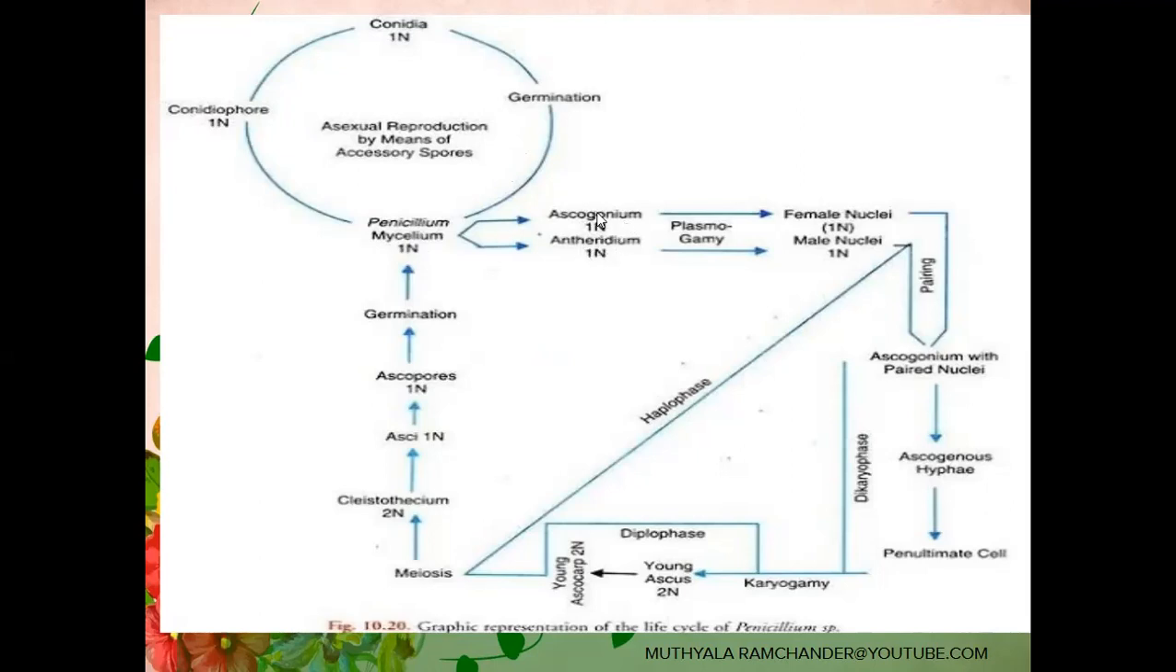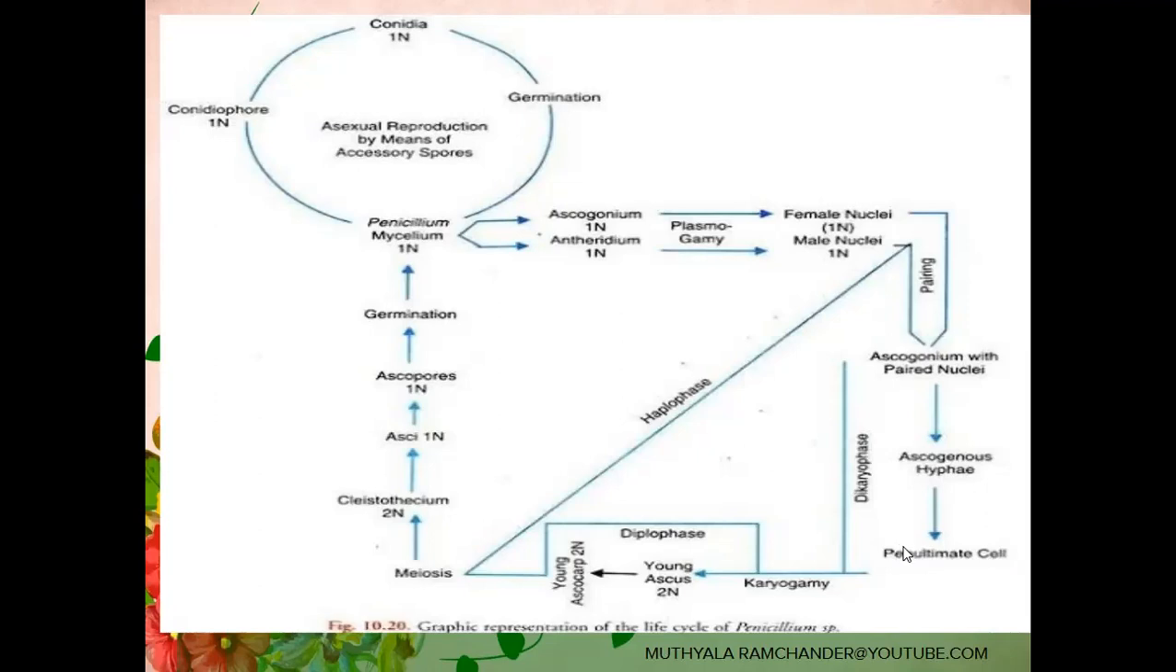The antheridium and ascogonium participate in plasmogamy, meaning the antheridium cytoplasm enters the ascogonium. After plasmogamy, male nuclei from the antheridium and female nuclei from the ascogonium are present as different types of paired nuclei. They develop into the binucleated stage. After that, lateral ascogenous hyphae are developed. From the ascogenous hyphae, penultimate cells are developed, called ascus mother cells, containing haploid nuclei.